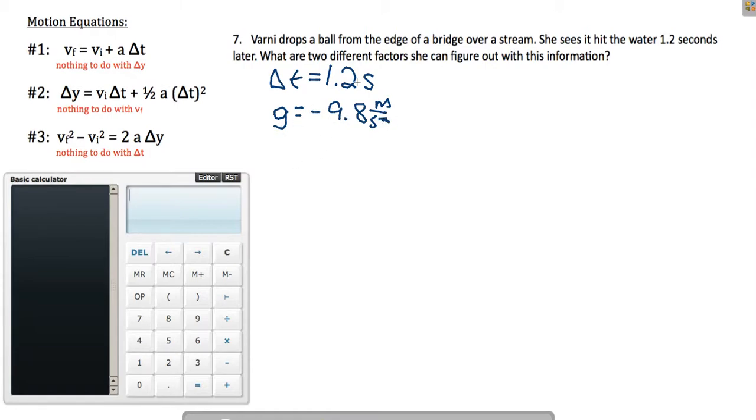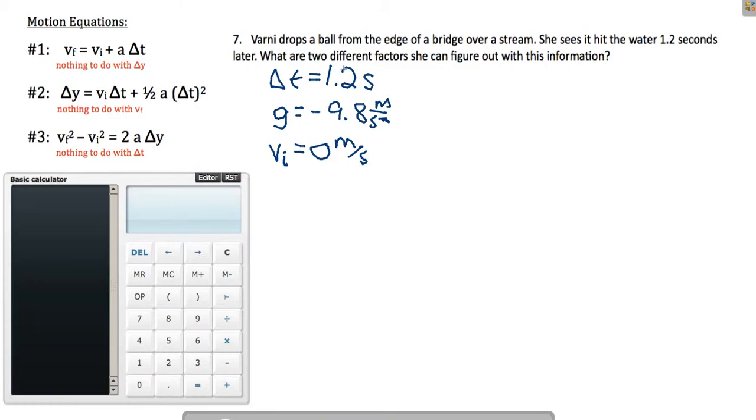Okay, the next being that it said that she dropped the ball from the edge of the stream. And I've said it a lot of times, anytime something is dropped, or it says something fell, it means it wasn't thrown down, it was just dropped. It has a starting speed, or velocity initial, of 0. Okay, that's the information that we know by reading this problem.